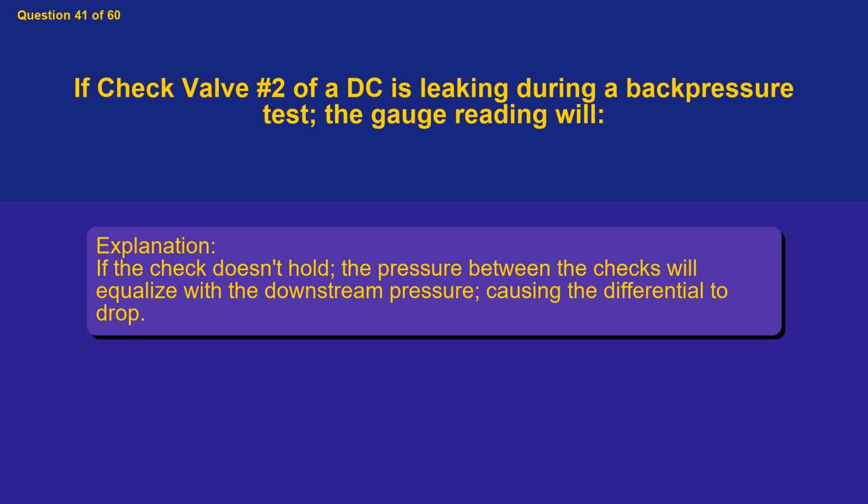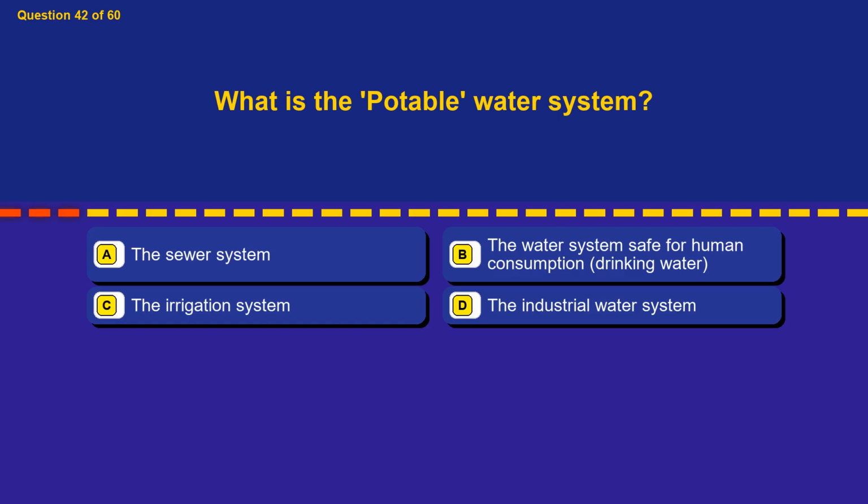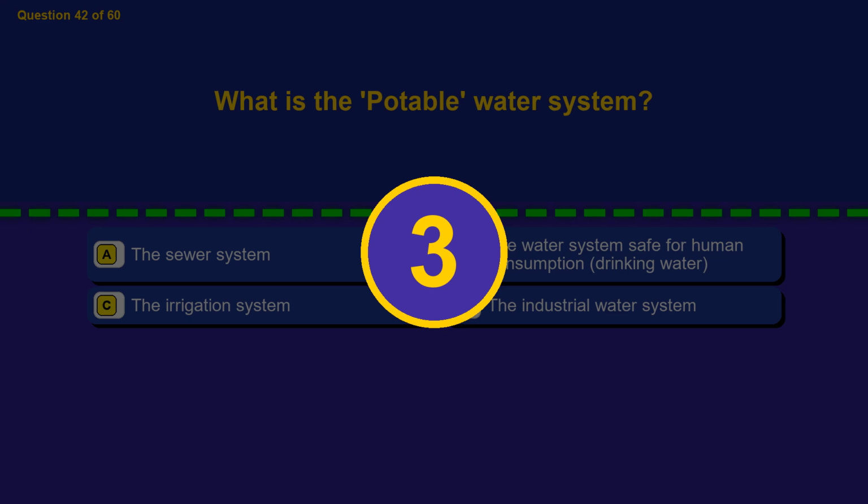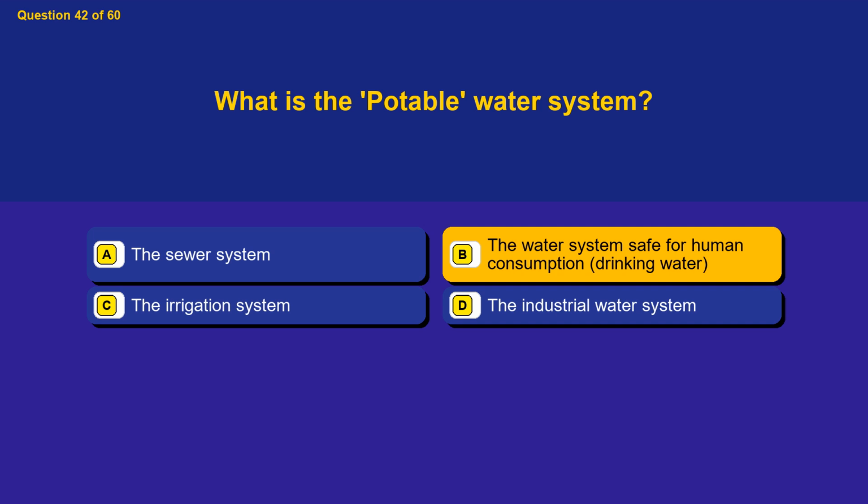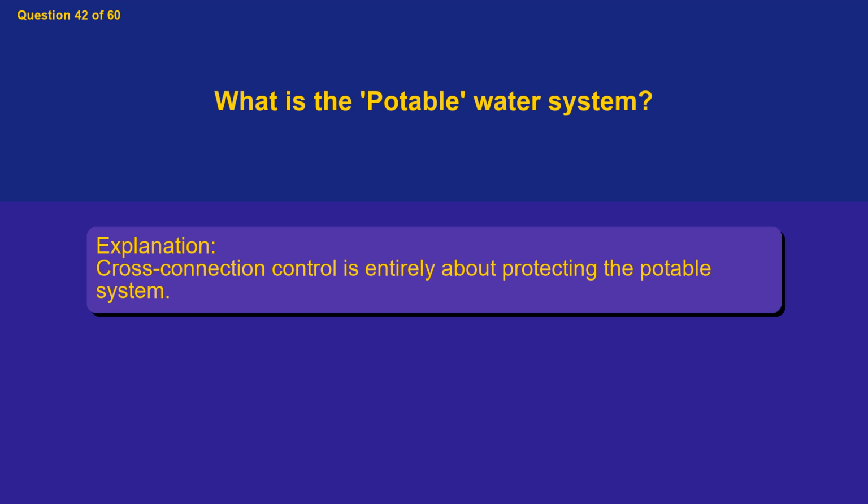Question 42. What is the potable water system? Option A, the sewer system. Option B, the water system safe for human consumption, drinking water. Option C, the irrigation system. Option D, the industrial water system. The correct answer is option B, the water system safe for human consumption, drinking water. Cross-connection control is entirely about protecting the potable system.